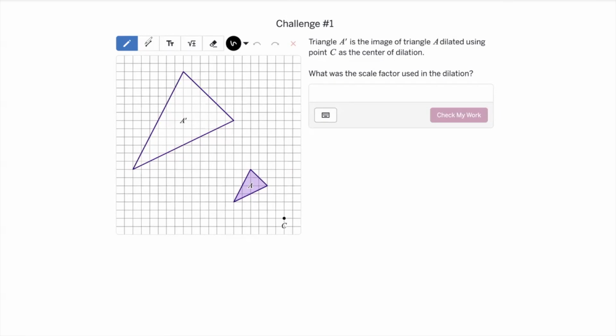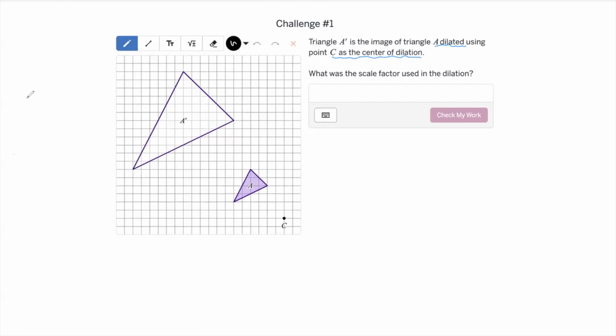Okay, so it says triangle A, turn this off actually. Triangle A is the image of triangle A prime, that little thing means prime. Triangle A prime, this big triangle right here, is the image of triangle A dilated. Remember, that means it's changing size. Oh no, I do have to annotate. Dilated using point C right here as the center of dilation. So that's where it's dilating from.